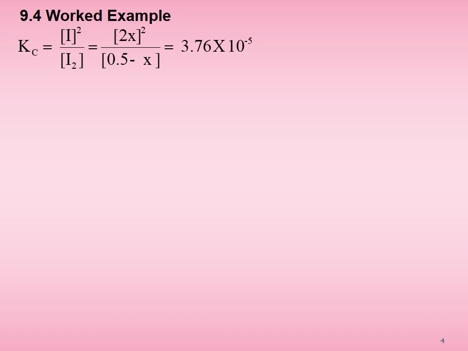This time around, it can be potentially time-consuming to solve for x, since we are faced with an equation that eventually reduces to the form of ax squared plus bx plus c equals 0. Fortunately, there is an easier way which we can use to solve for x, the approximation method. We notice that Kc is very small due to the factor 10 raised to the power of negative 5. Since Kc is small, x must be small compared to 0.5. Thus, 0.5 minus x is approximately equal to 0.5.